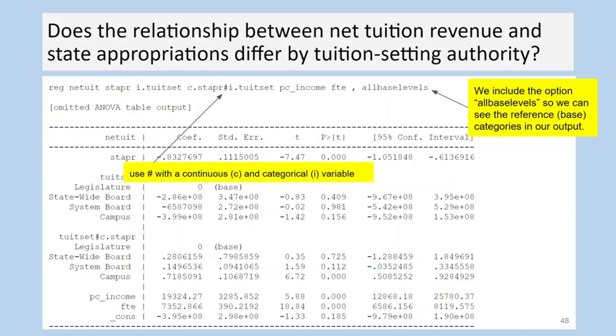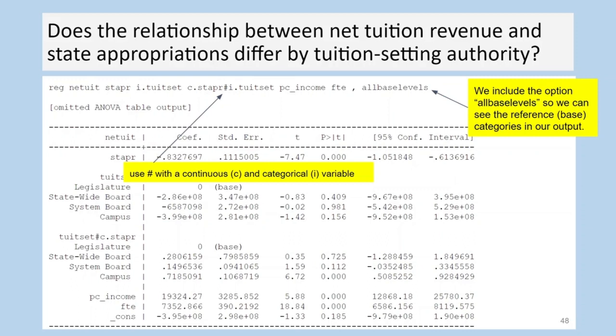So how would we interpret this? With this, none of them are statistically significant in terms of net tuition revenue. The statewide board doesn't make a difference whether your state's tuition setting authority is the statewide board. There's no relationship to tuition. System board, no relationship to net tuition revenue. Campus, no relationship to net tuition revenue.